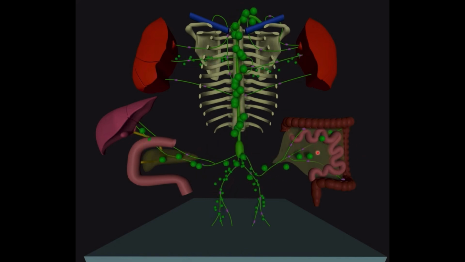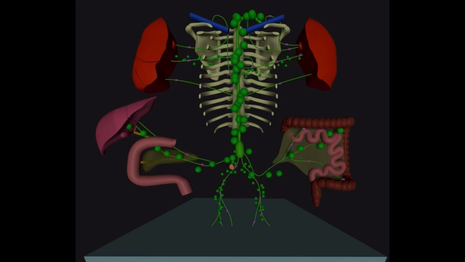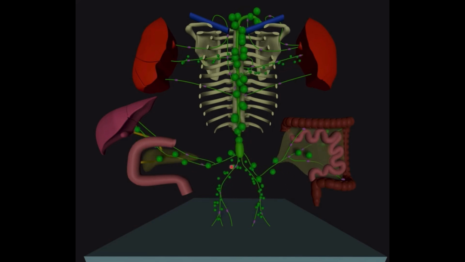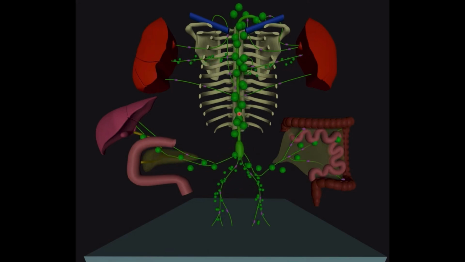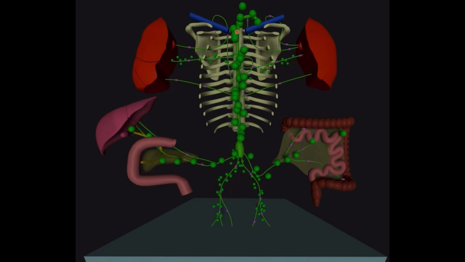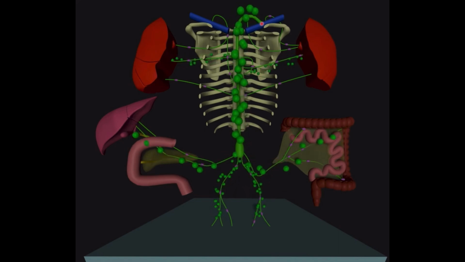These converge at the cisterna chyli at L1 and L2, draining via the thoracic duct to the left subclavian and jugular vein junction. Lymphatics filter tissue fluid, clear debris, and support immune surveillance. Understanding these patterns is vital for staging cancers, tracking metastasis, and planning vascular surgeries to avoid lymphatic complications.